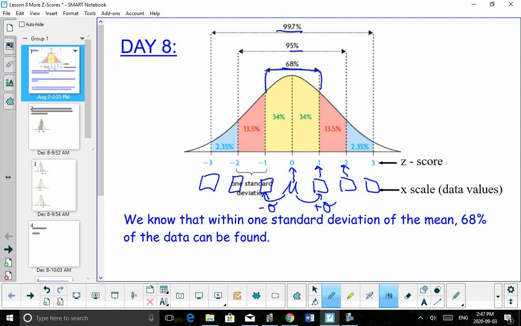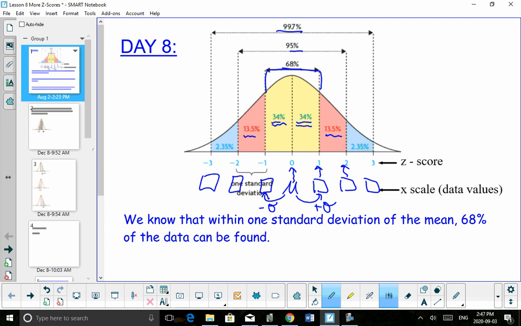Now, each of those numbers can be divided in half. So 68 would be 34 and 34. 95 is 13.5 plus 34 plus 13.5 plus 34. And then the same thing can be true for 99.7.